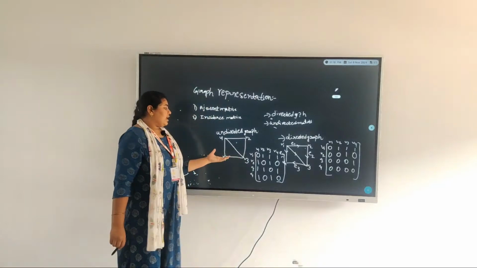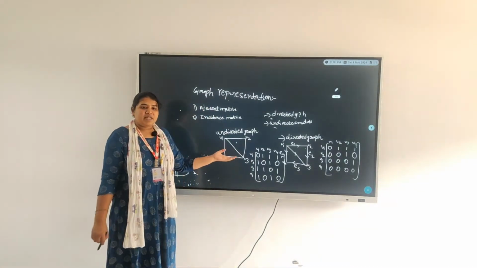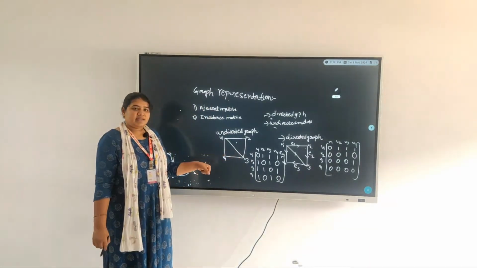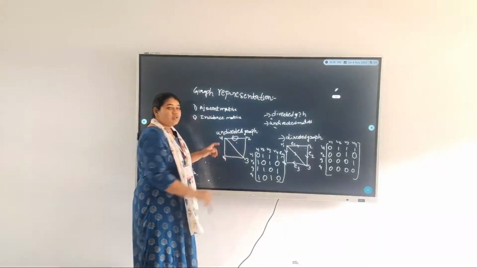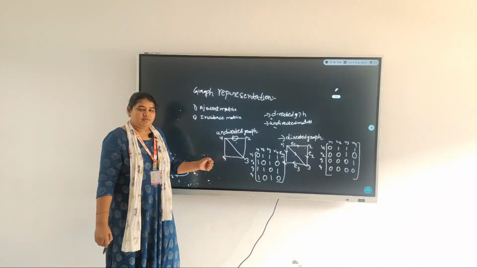A graph which does not have any specific directions is called an undirected graph. As in this example, there is no direction specified here, so it is an undirected graph.